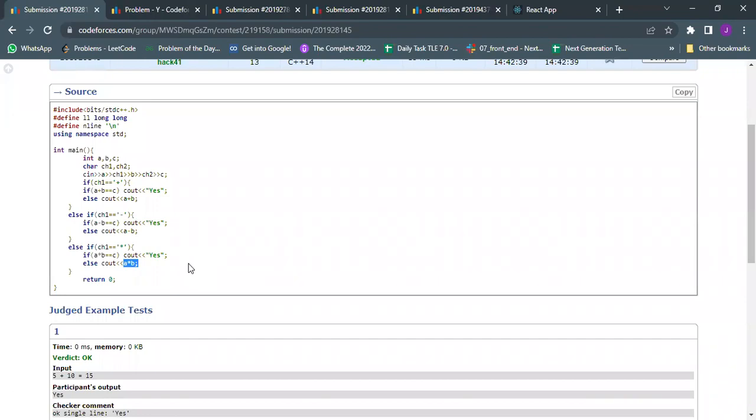If anyone has any doubt in this problem or solution, they can ask. You can write in chat or unmute yourself and ask.